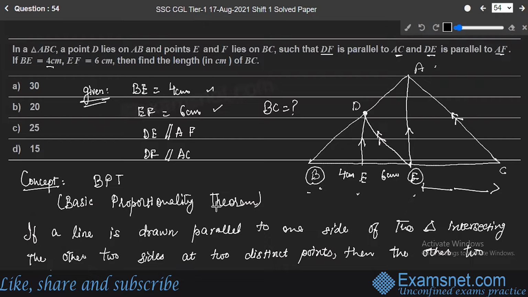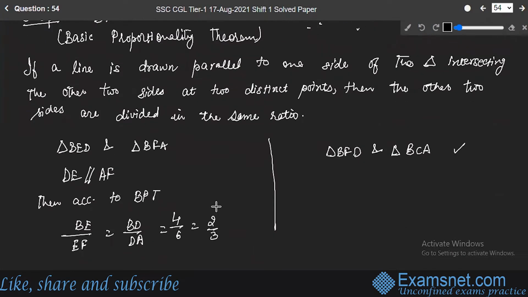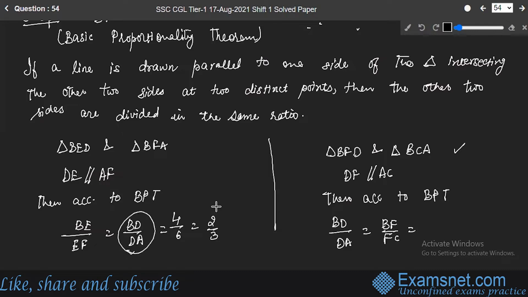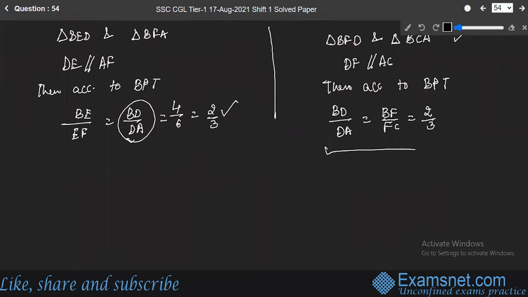Correct. Now, in the triangles BFD and BCA, I'm considering the bigger ones. DF is parallel to AC. Then, according to the basic proportionality theorem, you have BD upon DA is equal to BF upon FC. We already saw that BD upon DA was equal to 2 upon 3, so this is also equal to 2 upon 3. That means BF upon FC is equal to 2 upon 3.